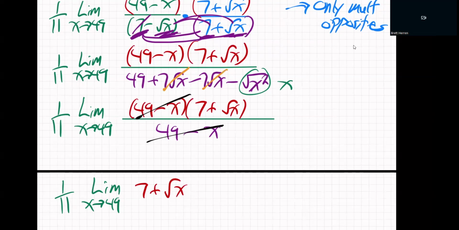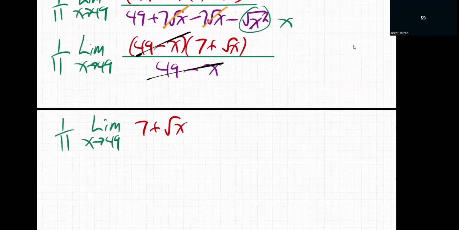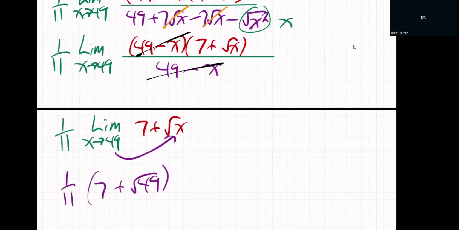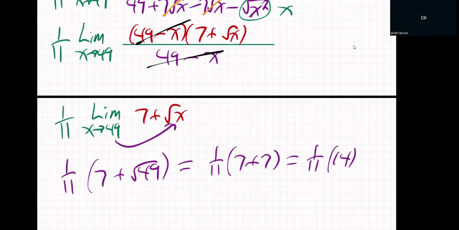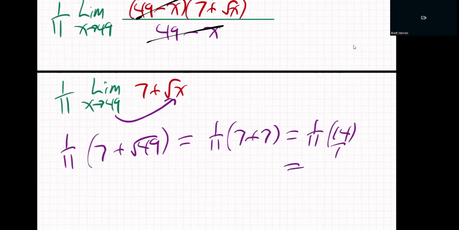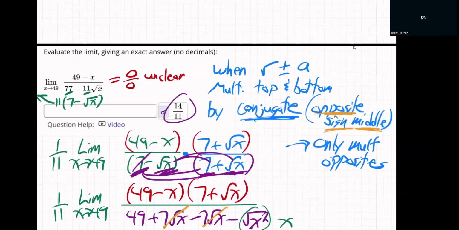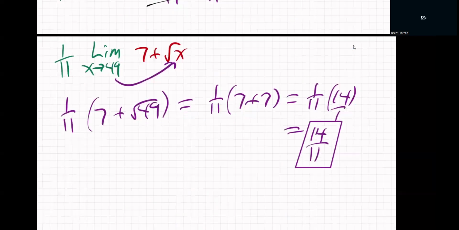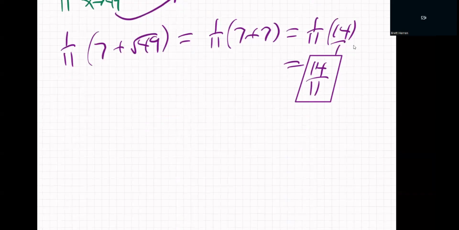Okay. And now we can plug in 49. So the 1/11th is still there. 7 plus root 49. 1/11 times 7 plus 7 is 1/11 times 14. Now, where's that 14 go? Well, it's 14 over 1, so it goes to the top. 14 over 11 is the answer to this problem. 14 over 11 is what they got up here. Yep. 14 over 11. Awesome. That's how we do this.